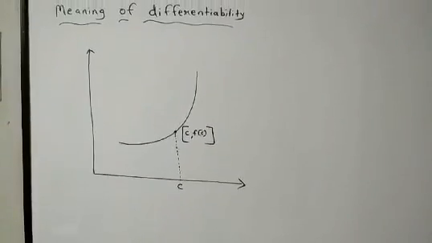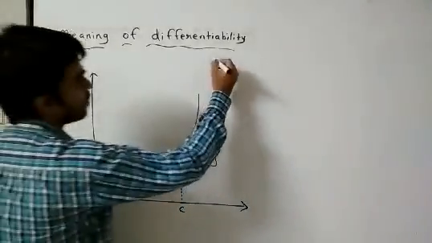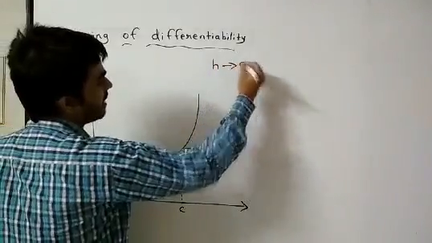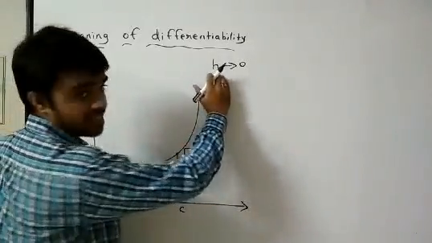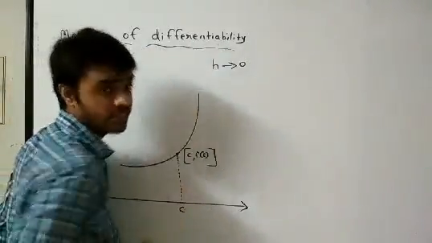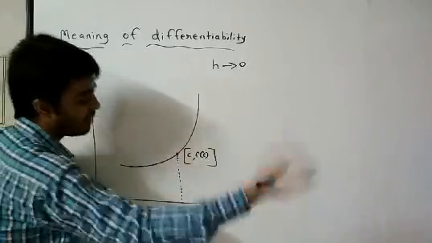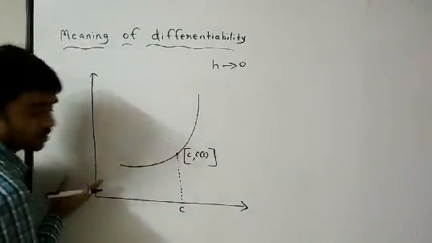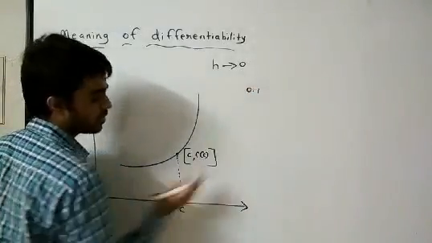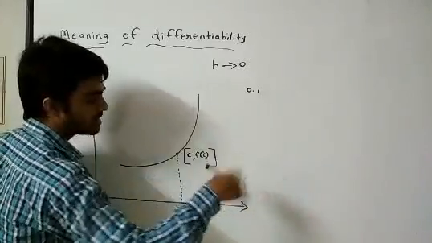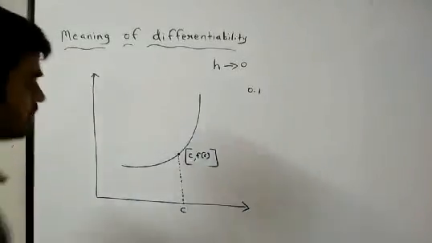Now what we are going to do is take one quantity h which is tending towards 0. So what will be c plus h? It will be over here or over here. Whatever h may be, even if it is 0.1, it will be on the right side only. So c plus h will be here.